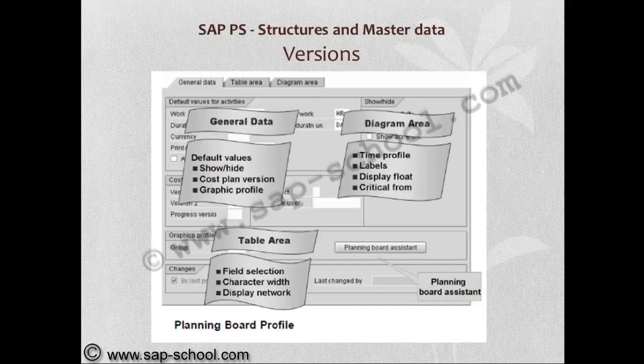So here in the planning board profile, we have general data, diagram area data, and table area data. From these options, we can shuffle the field selection.